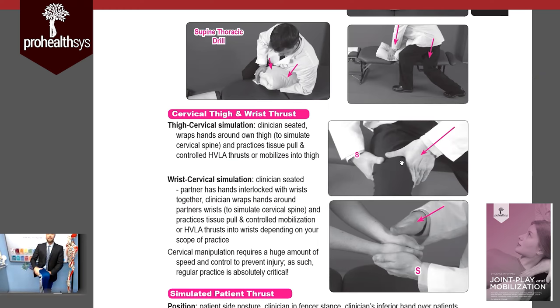Grab your thigh. It's like a thick neck. Some of you have really larger thighs, so you're going to be like ultra thick necks. I have my pencil neck, so I've got my pencil thighs I can grab. They're basically the same. Okay. You're going to set up and you can go load, load, thrust, load, load, thrust on your own thigh.